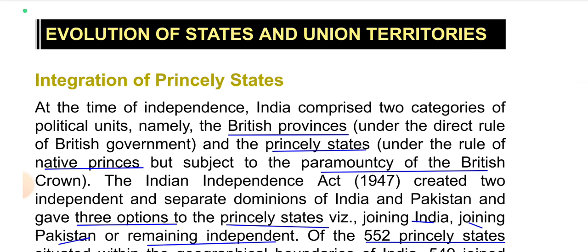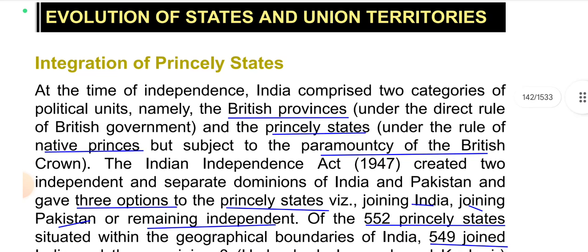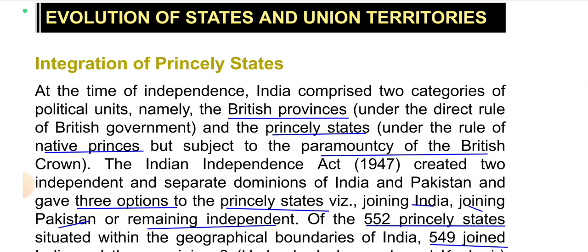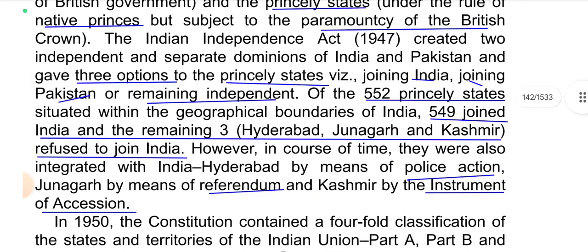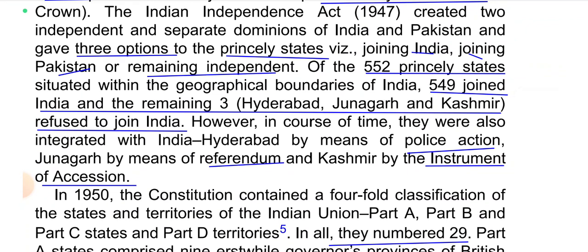Then, evolution of states and union territories. Integration of princely states. At the time of independence, India comprised two categories of political units, namely the British provinces under the direct rule of the British government and the princely states under the rule of native princes but subject to the paramountcy of the British crown. The Indian Independence Act 1947 created two independent and separate dominions of India and Pakistan and gave three options to the princely states: joining India, joining Pakistan and remaining independent.